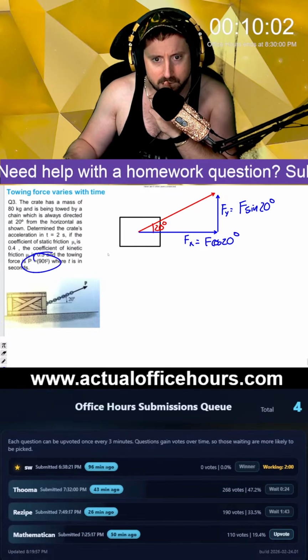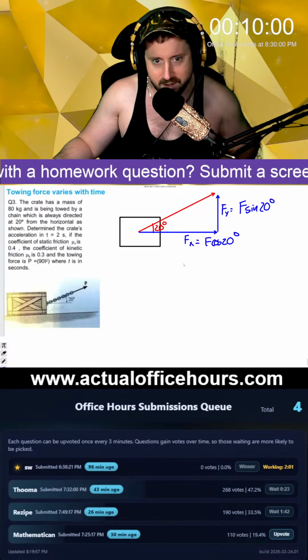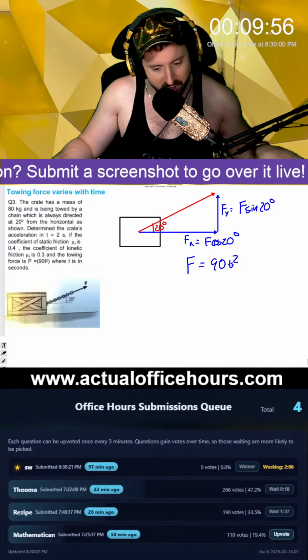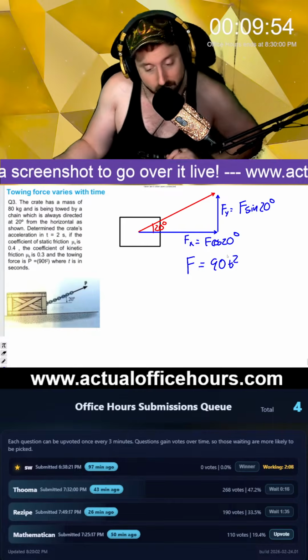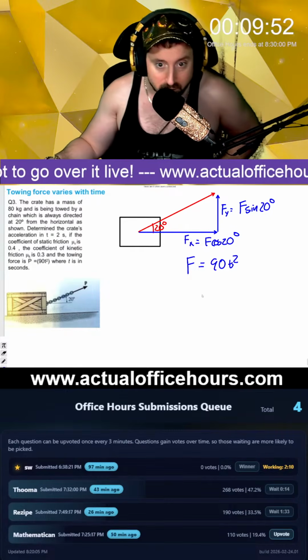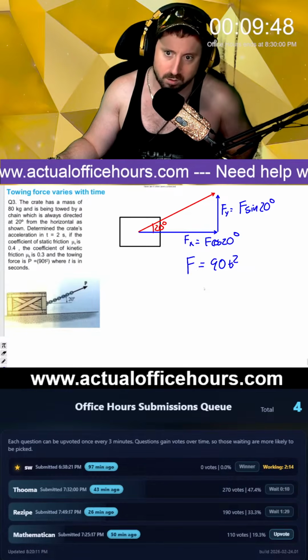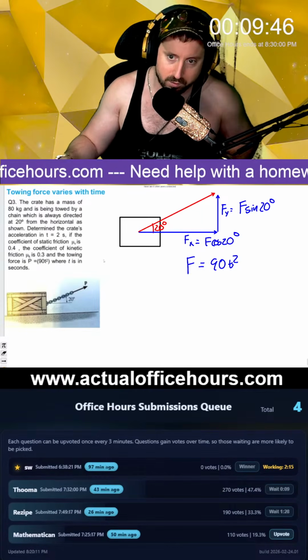The force is a function of t. Oh, then F is equal to 90 t squared. So the force starts at 0. Okay, so we've got to figure out some other forces.